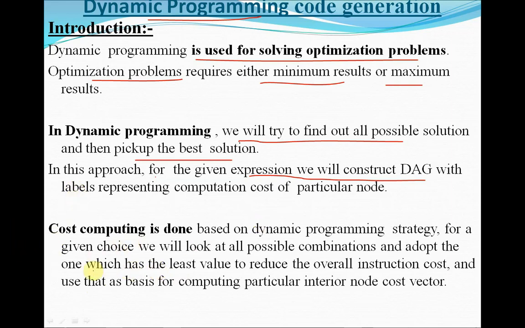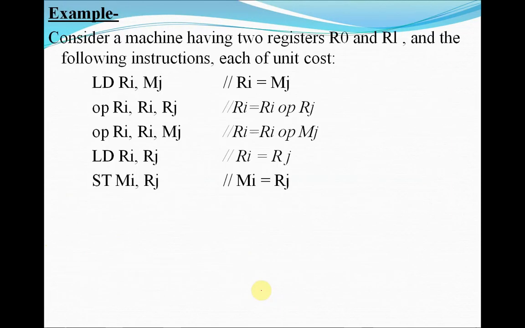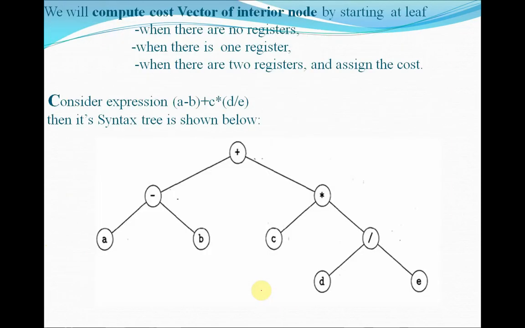How will this be done? See here, like earlier Ershov numbers, here also we are going to do the same. For the given expression, first generate the DAG. Here the DAG looks like the syntax tree because there is no simplification here. There are no common subexpressions. After this, we have to find all possible options.